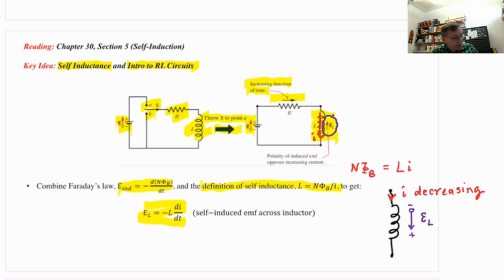So we will have to keep track of whether the current through the inductor is an increasing function of time or a decreasing function of time, because that will determine the polarity of the induced EMF across the inductor. But the bottom line is the induced EMF across the inductor will always have a polarity such as to try to cancel out the change in the current going through it.